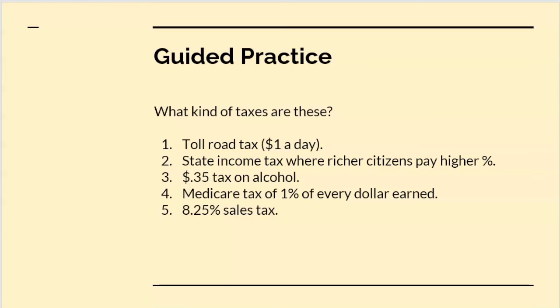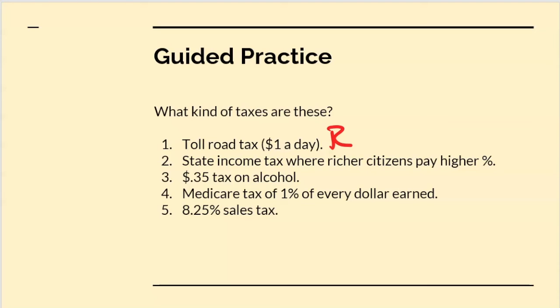And so here, I want you guys to pause the video. What kinds of taxes are these? All right. So number one, a toll road tax, $1 a day. Well, that is going to be a regressive tax. The reason why that's a regressive tax is because it's $1 a day no matter how much you earn. So people who make less money, who are poor, that $1 consists of a significant amount of their annual income compared to someone who makes $10 million a year.